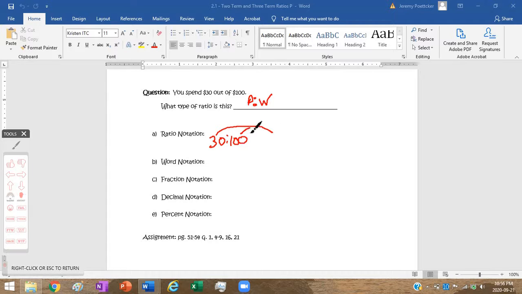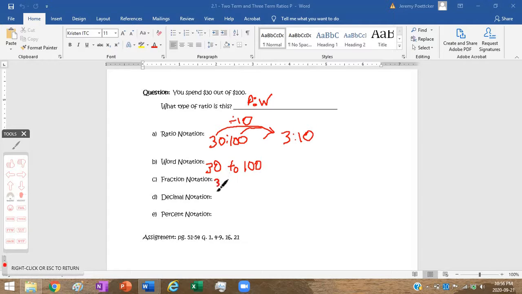We can simplify that. They're both divisible by 10, and we'll end up with a 3 to 10 ratio. In this case, that might not be the most useful, because we're actually saying that you spent 30 full dollars. Although it's true you spent 3 out of every 10, if you don't know that the total was 100, it seems like it's more work than it's worth there. Word notation, we could write out the word thirty if we wanted, or we can just write the digits. So we have a 30 to 100 ratio there.